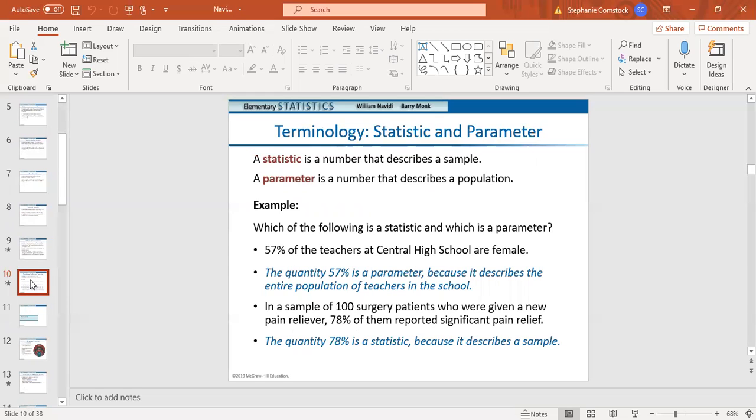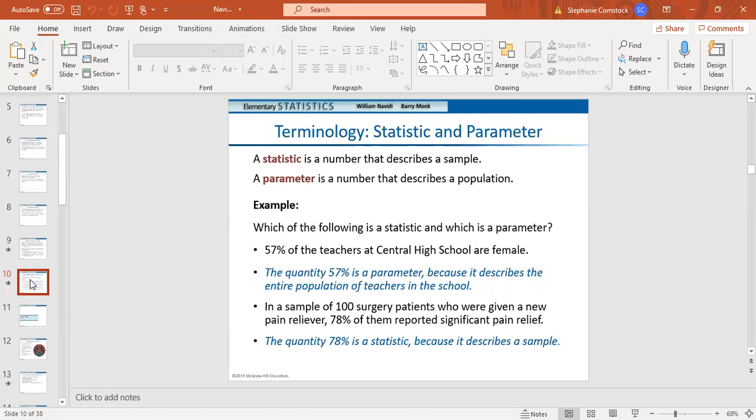And so the last little thing we've got here is a statistic. This is the singular, a number that describes a sample. So statistic comes from a sample. Statistic and sample, match those S words. A parameter is a number that describes a population. Now, this may be something like a percentage or a mean or a median or whatever else.